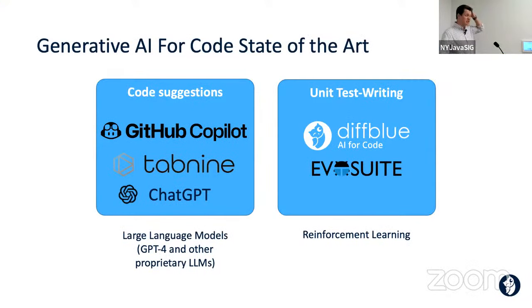So my talk this evening is going to be about the differences between large language models and reinforcement learning, in particular in terms of writing code. So when we look at generative AI for code, we've got these two camps. We've got the large language model based tools such as GitHub Copilot, Tab9, ChatGPT. And then on the other side, we've got ourselves and an open source project called EvoSuite that use reinforcement learning to write unit tests.